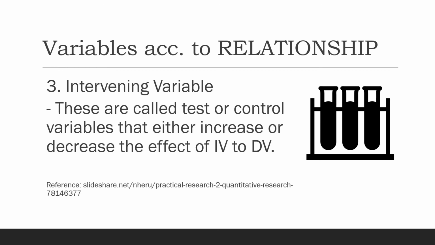And our intervening variable, these are called the test or control variables that either increase or decrease the effect of the IV, or the independent variable, to the dependent variable. For example, pwede mo itong i-increase or i-maintain. It does not affect how the growth or the change will be, or pwede mo siyang i-increase or i-decrease, but it will not affect now yung ating results. Okay?